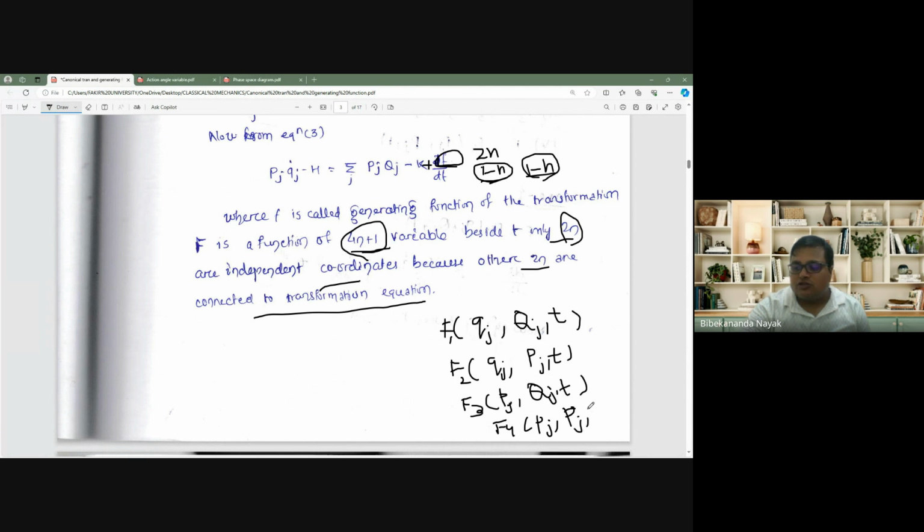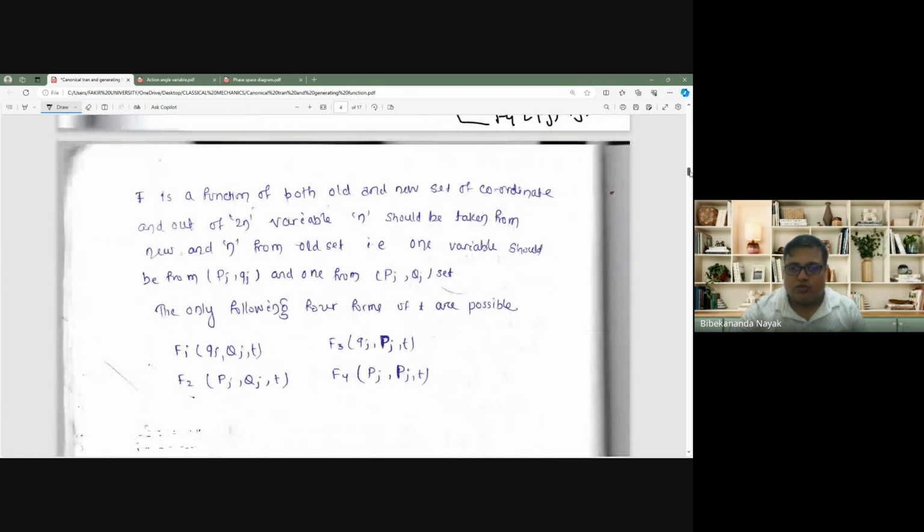Okay, so there are only four possibilities, and we can name them four types of generating function: f1, f2, f3, f4. Clear? Any doubt? So we have only four kinds of generating function. F is a function of both the old and new sets of coordinates. If you take an old coordinate and a new coordinate, you have four possibilities.